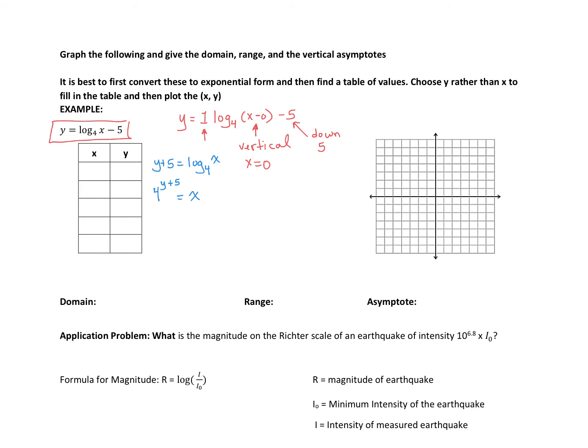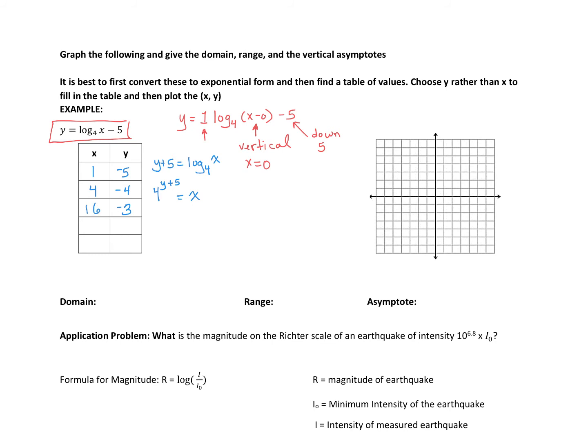I'm going to start with y being negative 5 because I notice that negative 5 plus 5 is 0, and 4 to the 0 will give me 1. And then I'll plug in negative 4, giving me 4 to the first, which is 4. Negative 3 will give me 4 squared, which is 16.